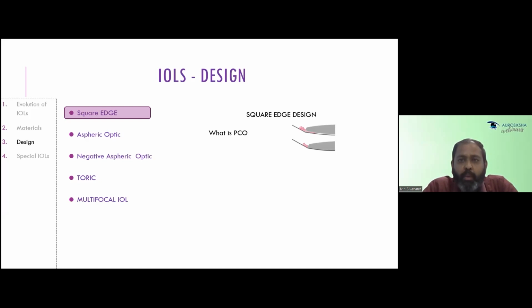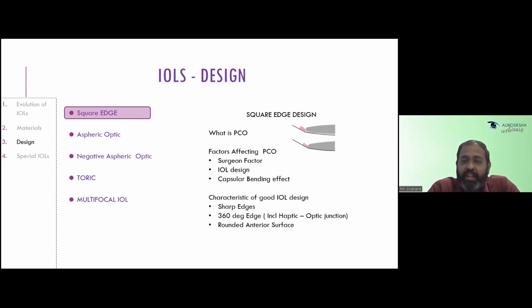If you want to avoid this, you have to use a square-edged lens. Or a better way to say it is, if you want to reduce the incidence of the PCO, then the square-edge design gives you a better probability of avoiding the PCO. Because this is not the only factor, there are other factors that affect the PCO. There's the surgeon factor, IOL design, and the capsular bending effect.